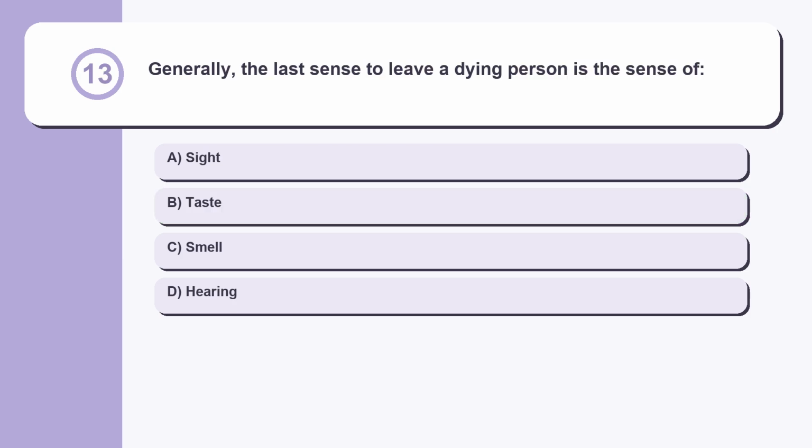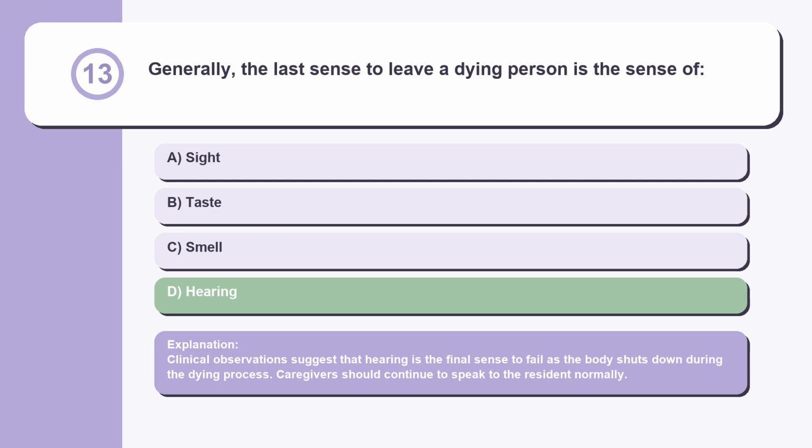Question 13. Generally, the last sense to leave a dying person is the sense of sight, taste, smell, hearing. Clinical observations suggest that hearing is the final sense to fail as the body shuts down during the dying process. Caregivers should continue to speak to the resident normally.